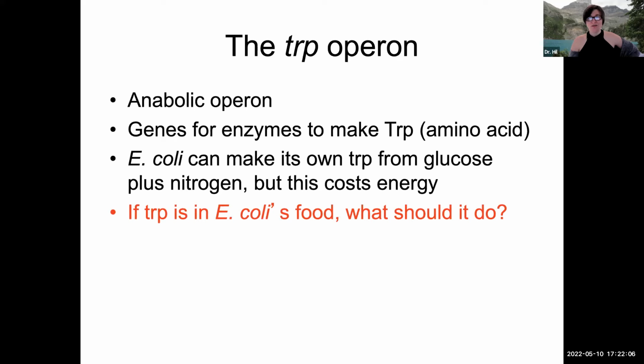So what kind of circumstance might cause us to stop making tryptophan? Well, what if tryptophan was suddenly plentiful in the environment? Does it make sense to continue to spend energy creating the enzymes that make more tryptophan? Or do you want transcription of these to temporarily halt?